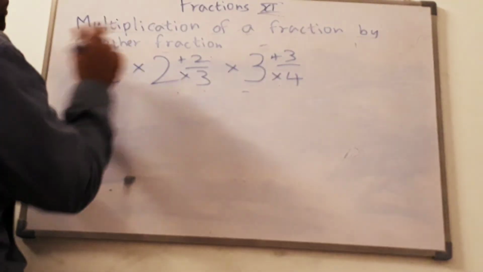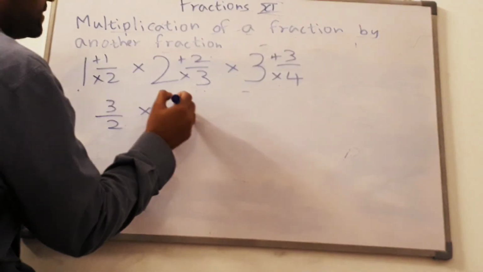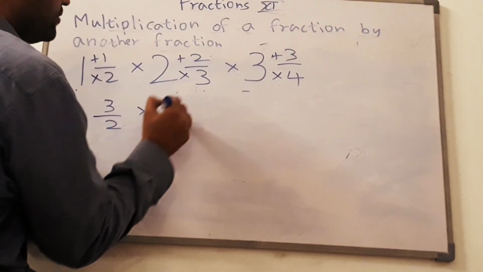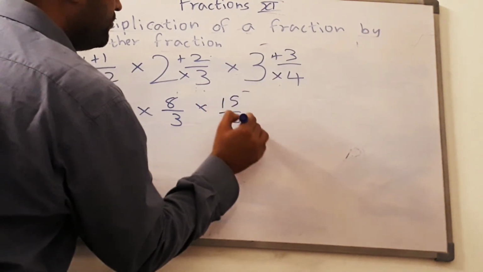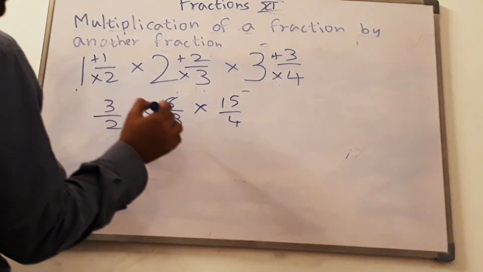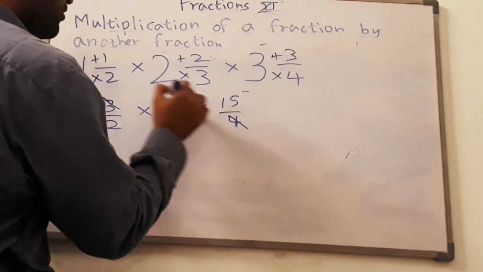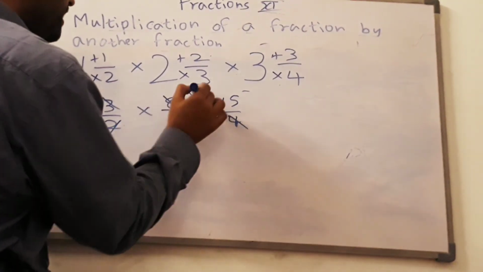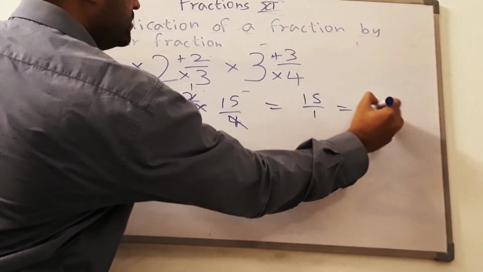One and a half: 2 times 1 is 2 and 1, 3 over 2. 2 times 3 is 6 and 2, 8 over 3. 3 times 4 is 12 and 3, 15 over 4. Okay, 3 and 3 get cancelled. 4 times 2, 2 times 2. Answer is 15 over 1. So it is 15.